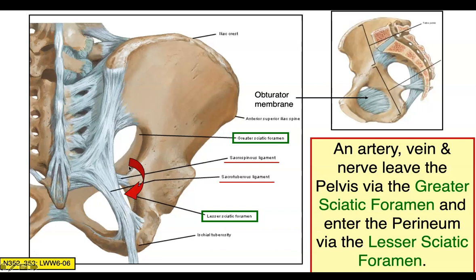And there are blood vessels and a nerve that enter through the greater sciatic foramen, cross over the ischial spine, and re-enter through the lesser sciatic foramen into the perineum. You can also see here the obturator foramen. The obturator foramen between the ischium and pubis is closed by a strong membrane called the obturator membrane, but it leaves a gap or canal, which we call the obturator canal.